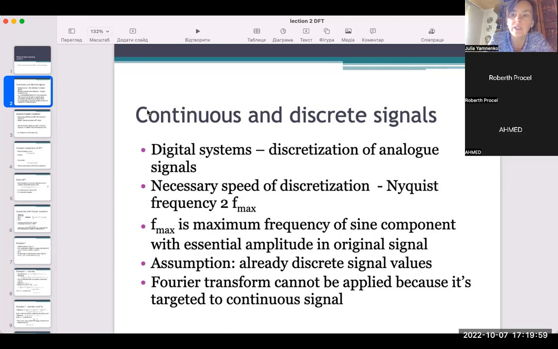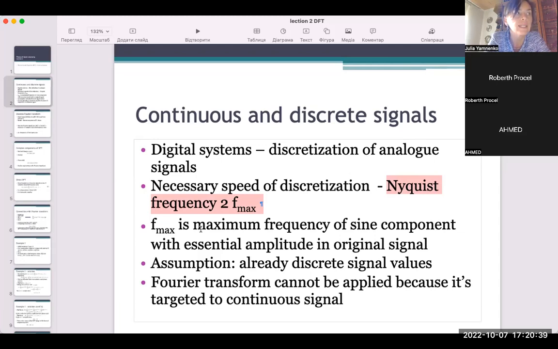And the answer to this question is formulated like, could you see that I'm now selecting a phrase, a text, Nyquist frequency. This is a value that is useful to understand what is the necessary speed of discretization, or what is the necessary frequency of discretization. And it depends on the value f max. F max is the maximum frequency.